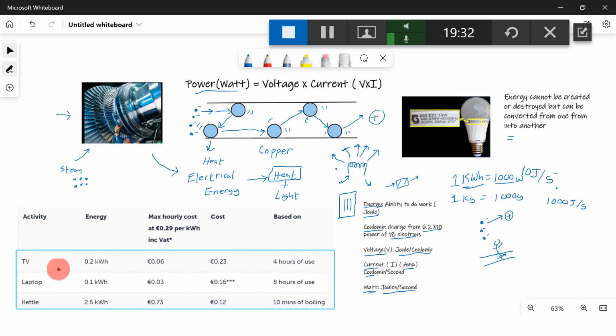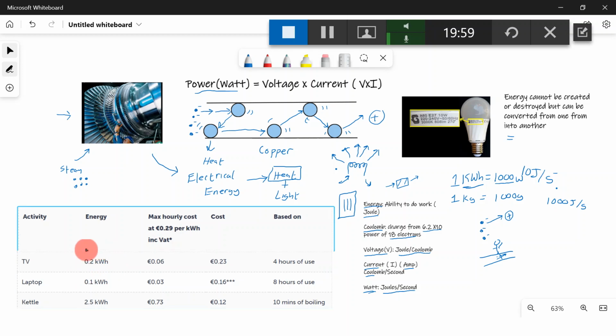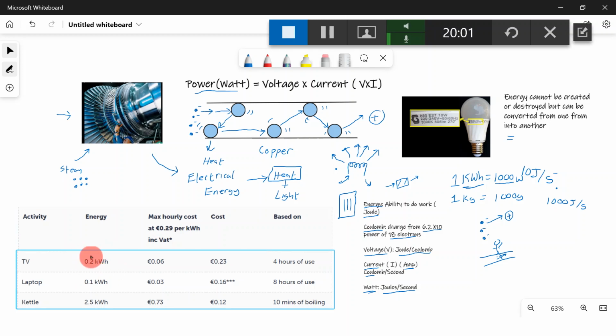So if we have a look at some of these appliances here, it gives us an idea of the amount of energy that's needed to run some of these common household appliances. If we take a TV, for example, a TV takes about 0.2 kilowatts of energy to run. And when you're paying for electricity, you're paying for the amount of energy that you use every second. That's essentially what you're paying for.